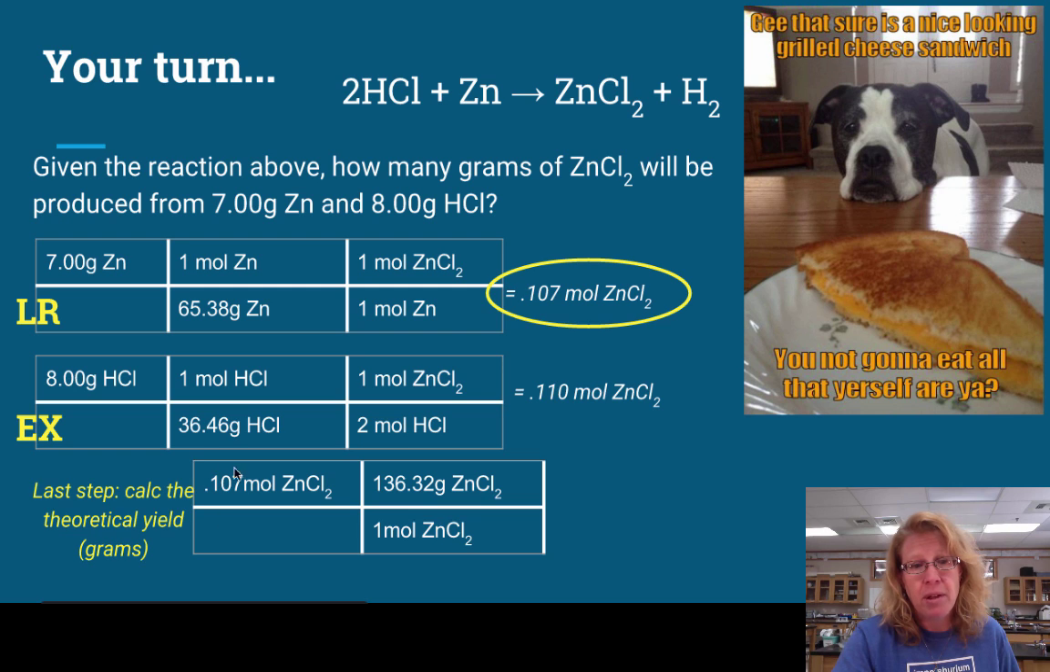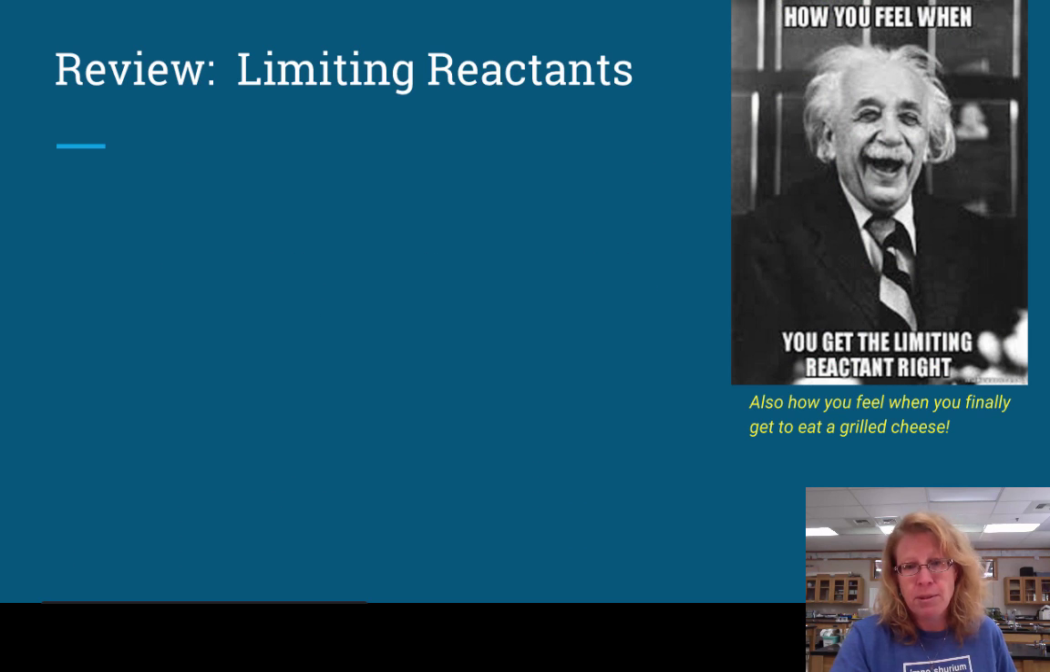I took my theoretical yield, my 0.107 moles of zinc chloride, and then there's my molar mass step to convert from moles to grams, and there's my final actual answer right there. 14.6 grams with 3 sig figs would be the actual answer, theoretical yield of zinc chloride in grams. This one was the theoretical yield in moles, and this one is the theoretical yield in grams.